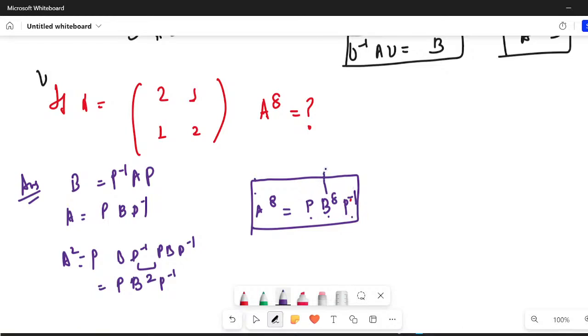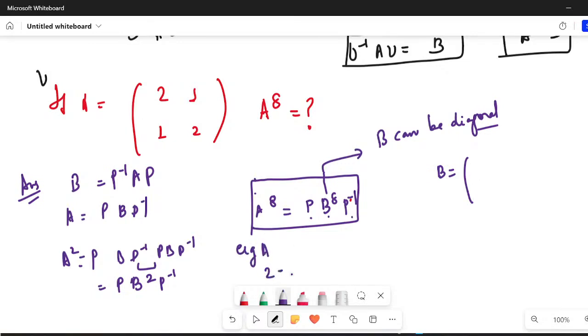What is B? B is a diagonal matrix comprising the eigenvalues of A. So what will be the eigenvalues? Eigenvalues of A would be given by 2 minus lambda whole square minus 1 equal to 0, and it will yield lambda square minus 4 lambda plus 3 equal to 0. So it will give me 1 and 3, or 3 or 1, whatever suits you. So let's say this will be your matrix B.